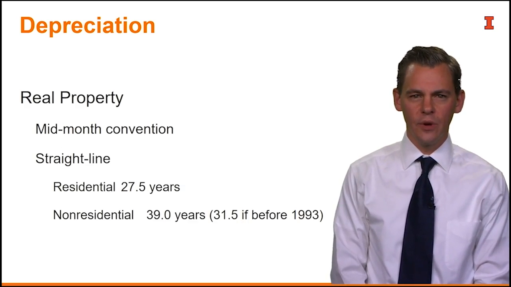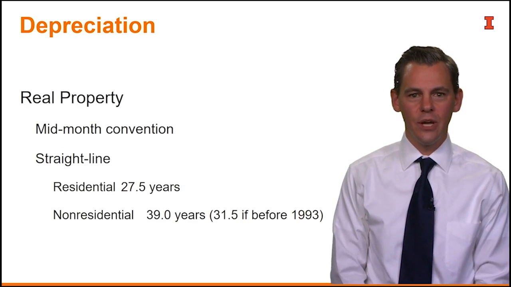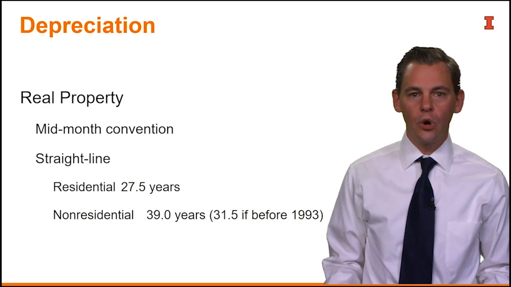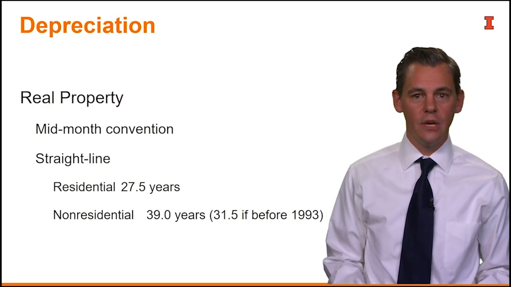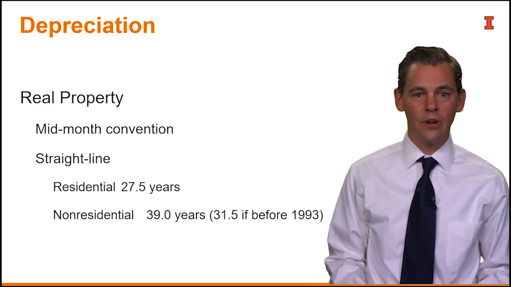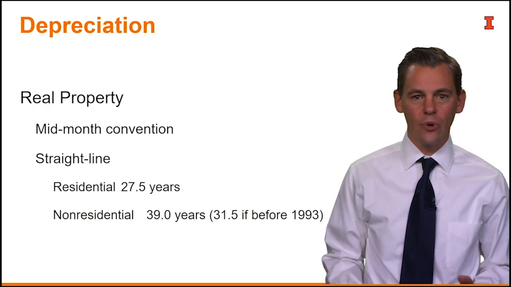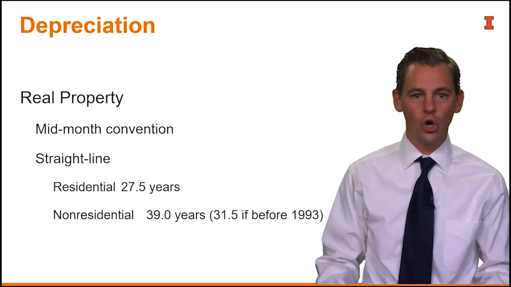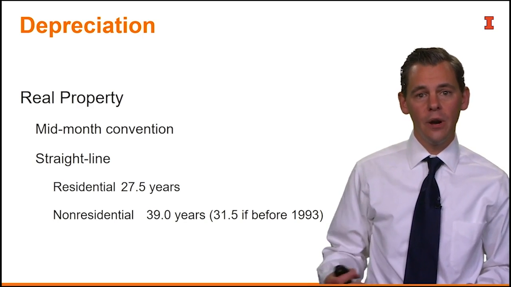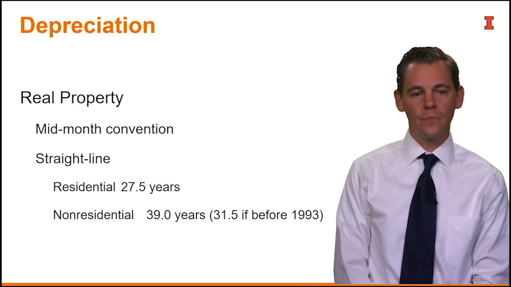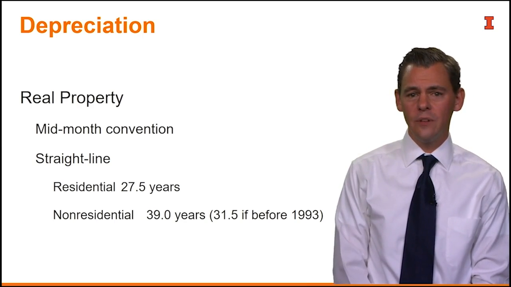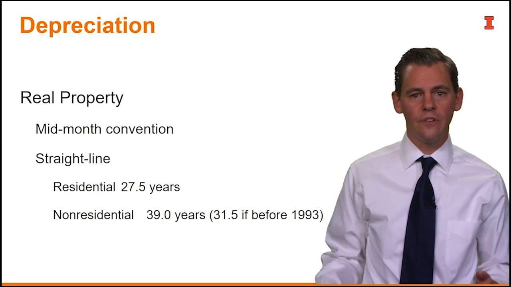Also, what's different with realty is that the asset is depreciated straight line. Recall that business use personalty is depreciated using accelerated depreciation, meaning a greater depreciation deduction is allowed early in the asset's life compared to the end of the asset's life. Under straight line, however, realty is depreciated evenly over time.